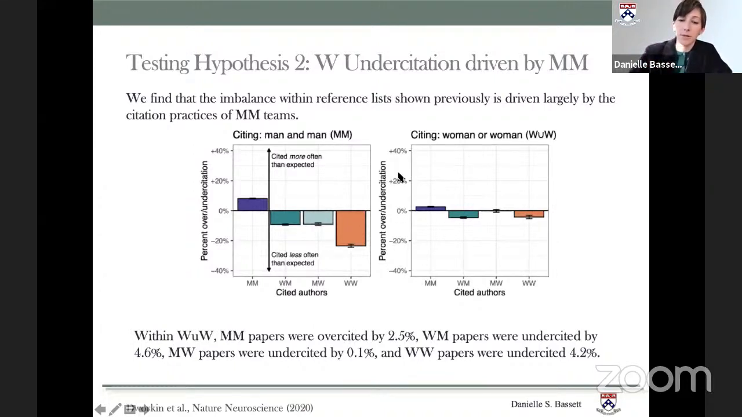And this is their percent over and under citation of the different groups. And then here you have the papers that have a man in both the first and the last author position. What you can see is that the majority of the imbalance is being driven by this one group, whereas papers that have a woman somewhere in the first or last author position seem to be canvassing the field more equitably.